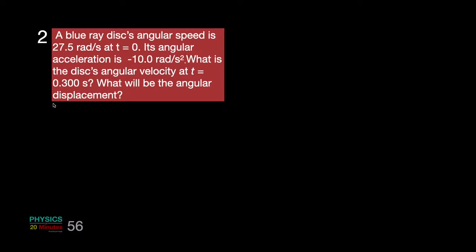The next is a Blu-ray disc's angular speed is 27.5 radian per second at t is equal to 0. Its angular acceleration is minus 10 radian per second square. What is the disk's angular velocity at t is equal to 0.3 seconds? What will be the angular displacement?